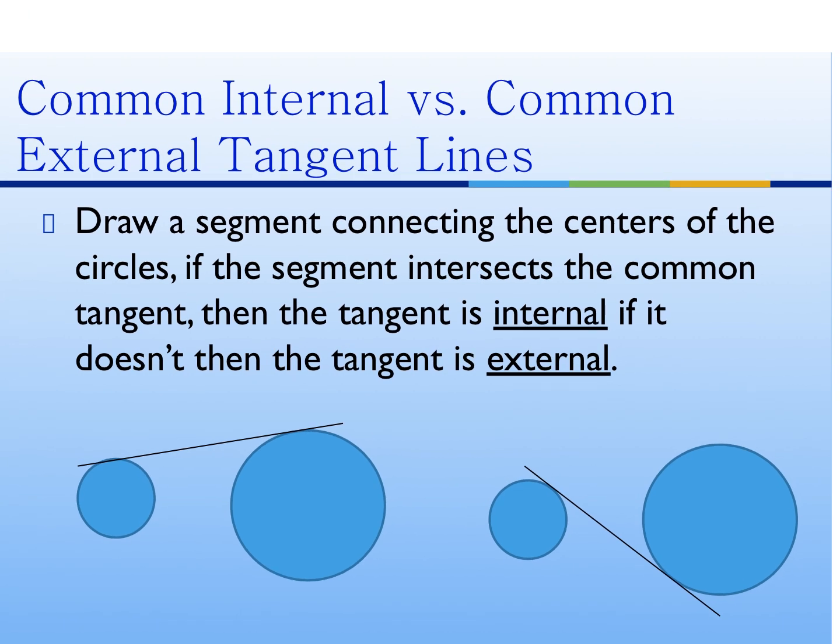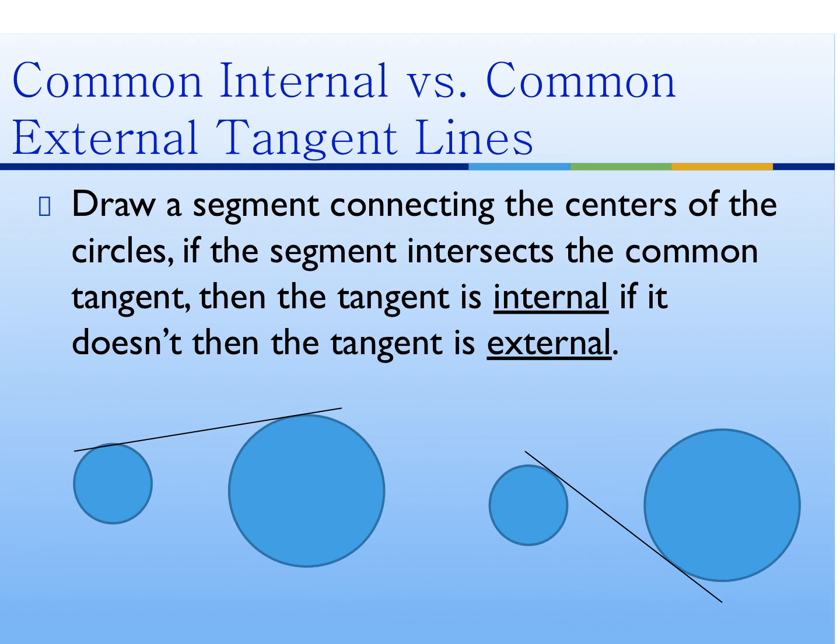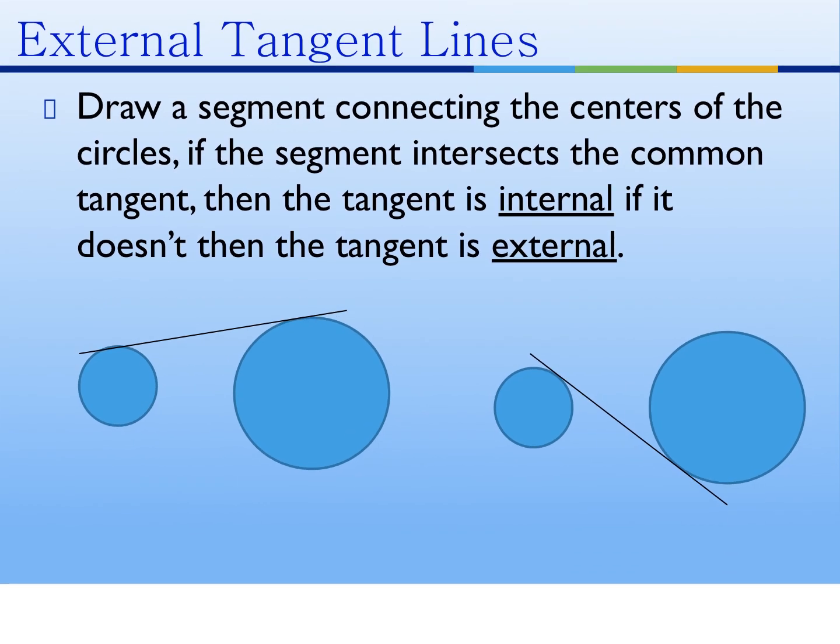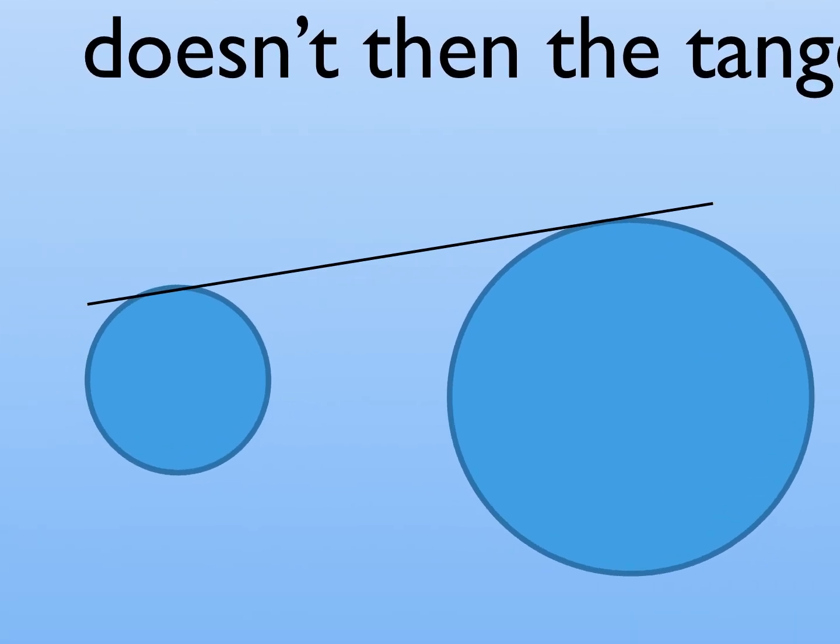Now, the next thing we're going to talk about are common internal versus common external tangent lines, okay? Now, they're very, very easy. A common internal versus a common external involves two circles, okay? So as you'll notice in the diagram, how many circles do we have in each of these? Two here and two here, okay?